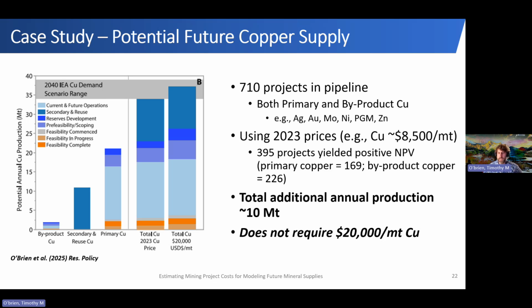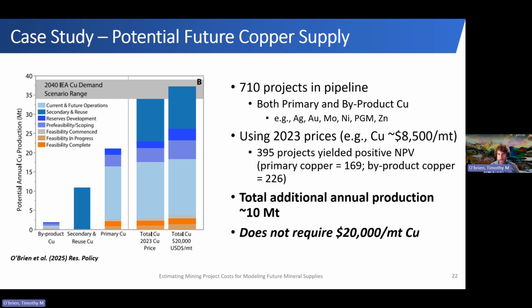And so as a result, similarly, if a project was above zero, it was able to advance. From the 710, 395 projects yielded positive net present values. And if you add up the amount of copper that comes out as a byproduct with those that are produced as secondary and then primary copper, what you have here is the summation of all that. And what it does is just barely meets that 2040 IEA scenario. So we have 10 million metric tons of copper. Yes, and that is using that 2023 price.